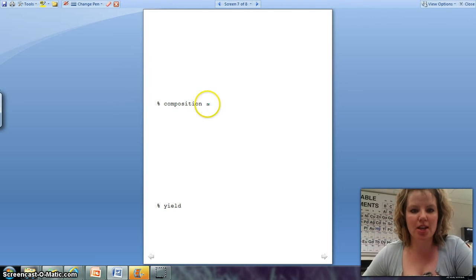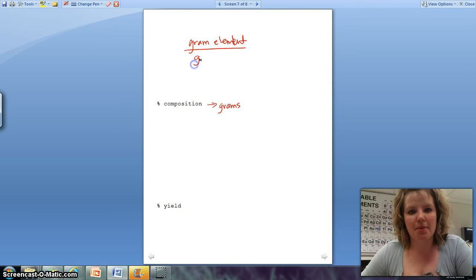So percent composition is something that has to be in grams, okay? You can't do the problem if it's in moles or liters, so you always want to convert it to grams using our mole ratios that we learned in Chapter 10. And the basic equation is grams of an element over grams of a compound.